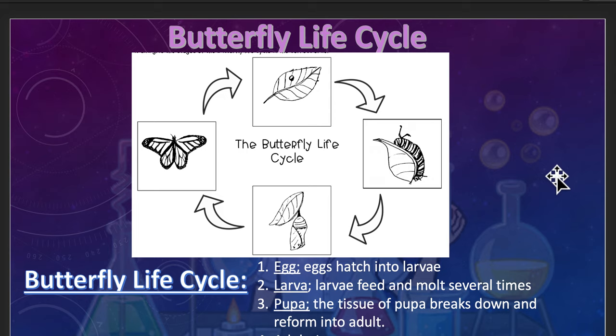It hatches and it becomes a larva, or larvae if there are many. The larva then feeds and molts several times, so it grows and grows and grows until it matures. Then it becomes a pupa, which is that funny little bag. And then when inside, remember, the tissue breaks down and then reforms or rebuilds into what we know as the adult, which is the butterfly. And then the cycle starts over again. The adult lays eggs.